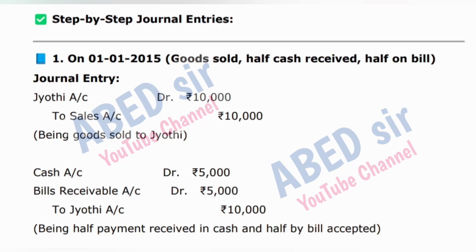Step-by-step journal entries. 1. On 1st January 2015, goods sold, half cash received, half on bill. Journal entry. Jyoti A/c Dr 10,000 rupees, To Sales A/c 10,000 rupees. Being goods sold to Jyoti. Cash A/c Dr 5,000 rupees. Bills Receivable A/c Dr 5,000 rupees. To Jyoti A/c 10,000 rupees. Being half payment received in cash and half by bill accepted.